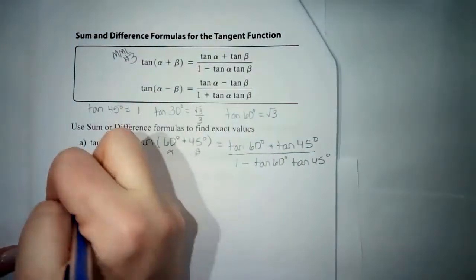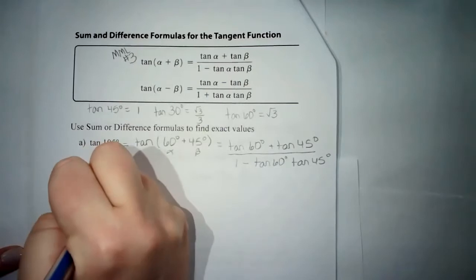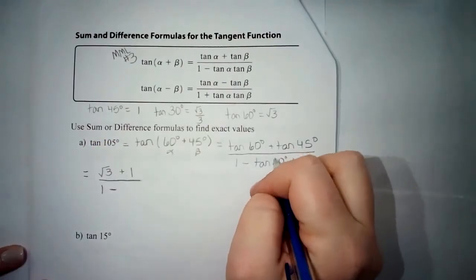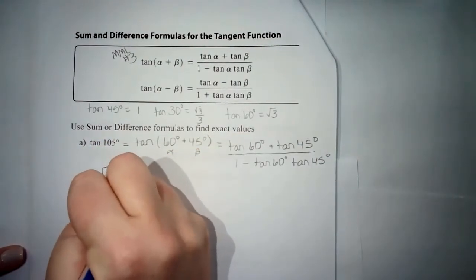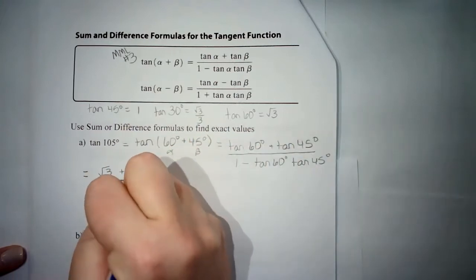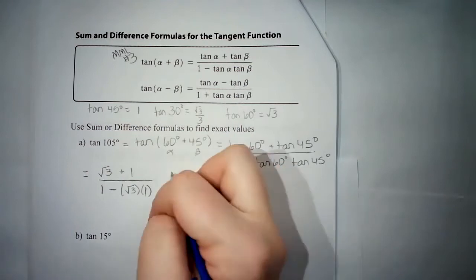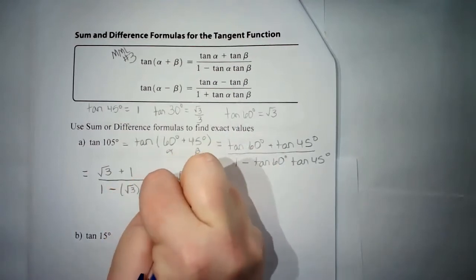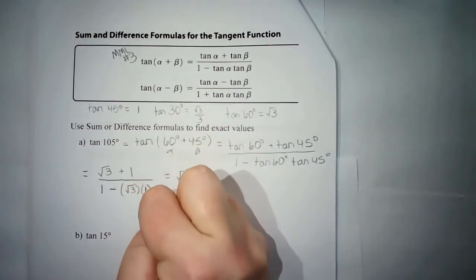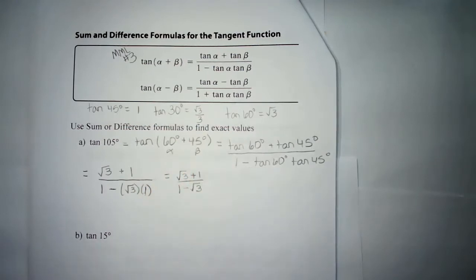Then in the bottom, I have 1 minus tan of 60, which is root of 3, times tan of 45, which is 1. So this ends up as the square root of 3 plus 1 over 1 minus the square root of 3. I can't leave it like this. I'm going to have to rationalize it.